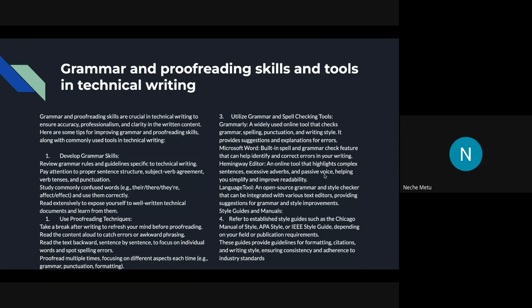Take a break after writing to refresh your mind before proofreading. Read the content aloud to catch errors and awkward phrases. Sometimes it's good to read something you wrote aloud, because that's when you notice it sounds weird, and then you'll be able to correct yourself. Sometimes people buy plastic dogs and read their text to the dogs. Then read your text backwards, sentence by sentence, to focus on individual words and spot spelling errors.